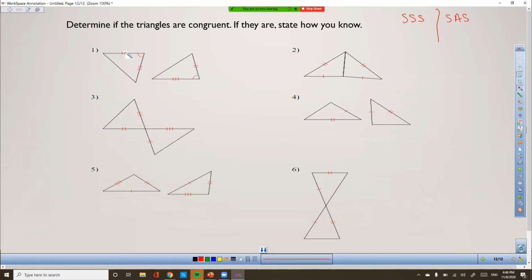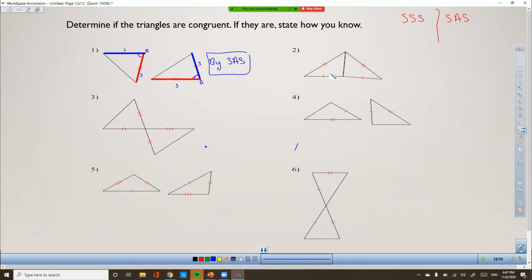They're telling me here that this side is congruent to this side. They're also telling me that this side here is congruent to this side over here. And then they're telling me here that this angle is congruent to this angle. So as you can see here, I have side, angle, side, side, angle, side. Since I have the two sides and the included angle that are congruent, I can say that these triangles are congruent by SAS, by side, angle, side.